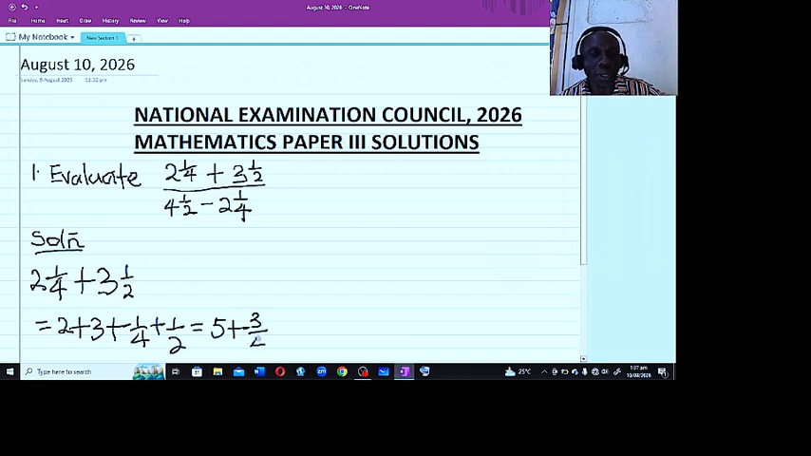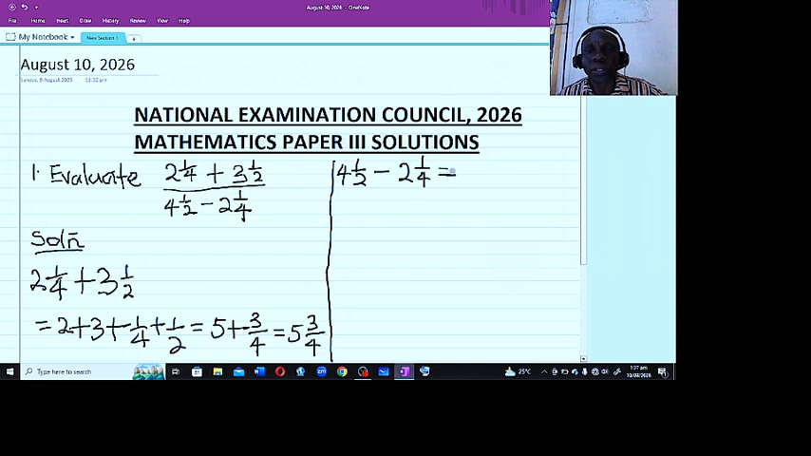We are through with that part. And if you further go, you will have 5 whole number 3 over 4. That's all. So we are through with the numerator. So let's do the denominator. What we have is 4 wholes, and then a half minus 2 wholes, and then 1 out of 4.